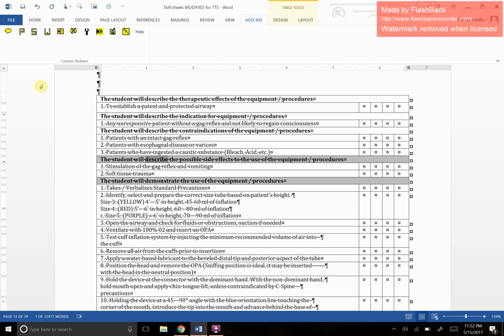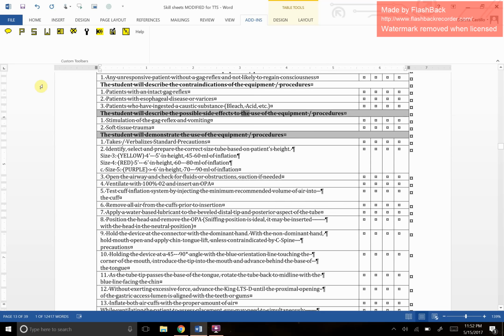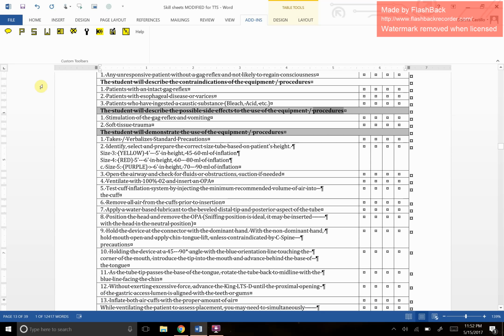The student will describe the possible side effects to the use of the equipment/procedures. 1. Stimulation of the gag reflex and vomiting. 2. Soft tissue trauma. The student will demonstrate the use of the equipment/procedures. 1. Takes/verbalizes standard precautions. 2. Identify, select, and prepare the correct size tube based on patient's height.